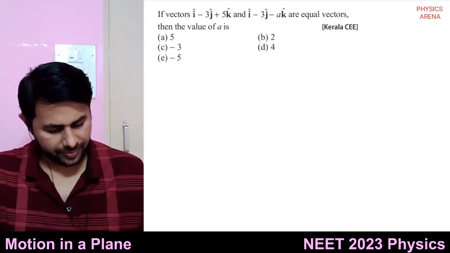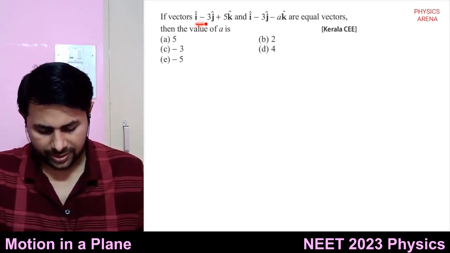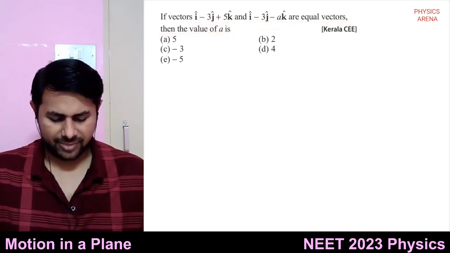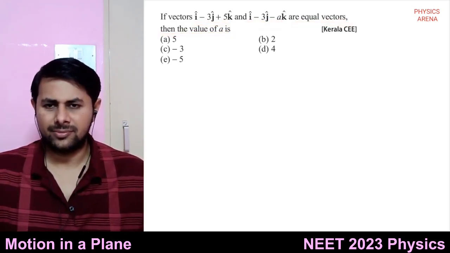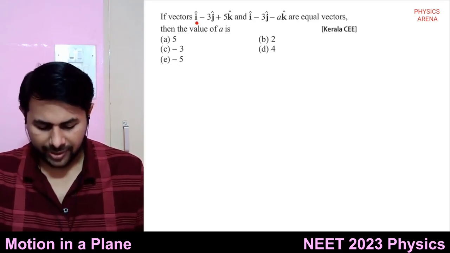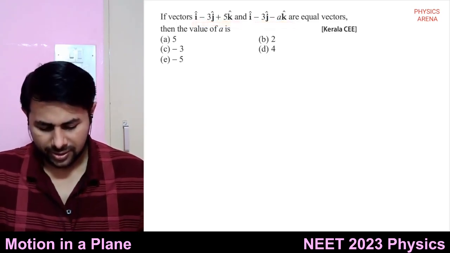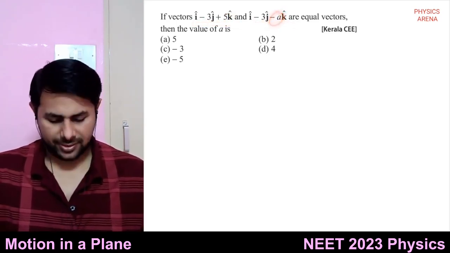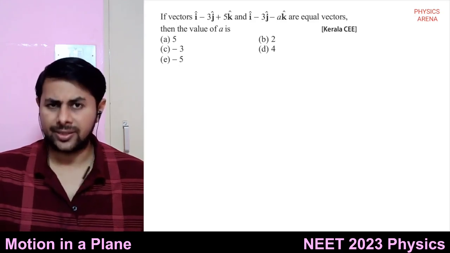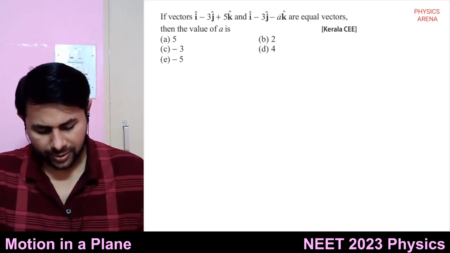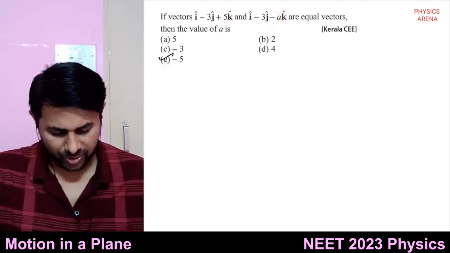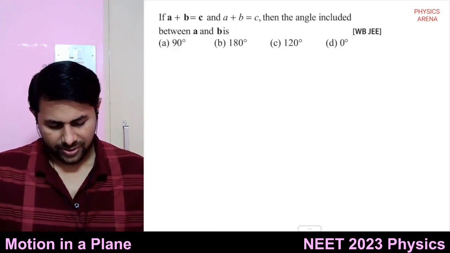If these two vectors are equal vectors, then the value of A is, this is extremely simple. Compare this and this. Okay, they are equal. Yes, sir. So phi equals minus A. Okay, x component should be equal to x component, y component equal to y component, z component equal to z component. So minus A is equal to 5. So A equals minus 5. Which is this option? Okay, it has got 5 options. So next question.